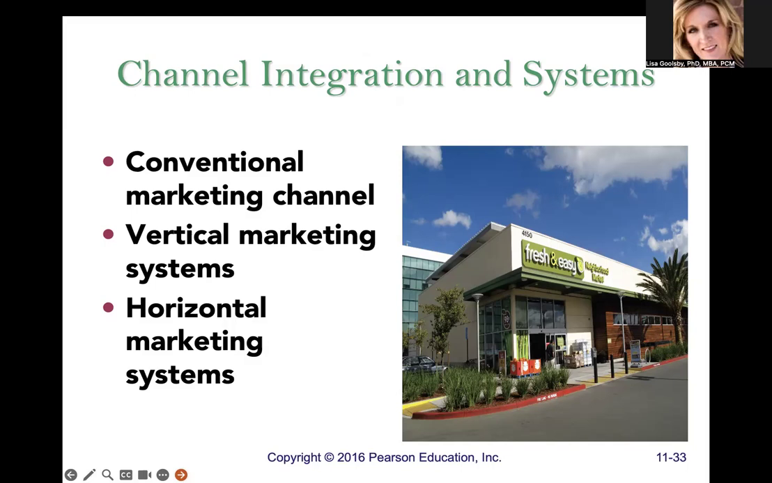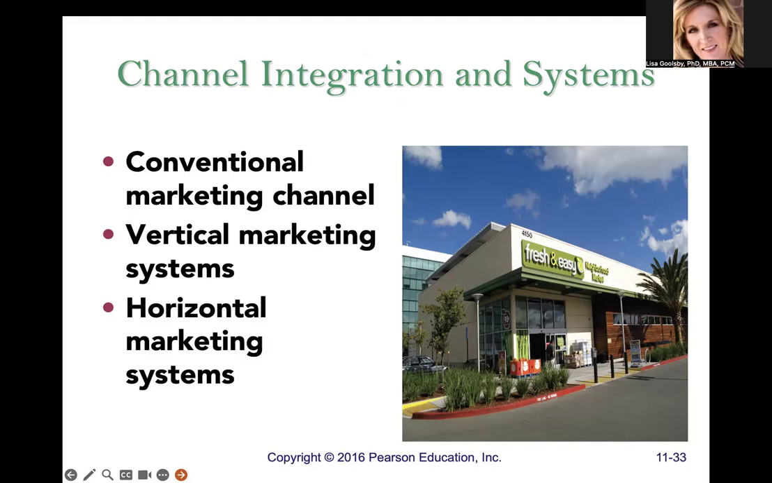So, an example of a vertical system would be like Apple computers. Everyone in the system is unified. You've got Apple manufacturing the products, the Apple stores, all of that works together. If you looked at a horizontal system, that would be like the Starbucks inside a Target. They're unrelated, but they are working together.